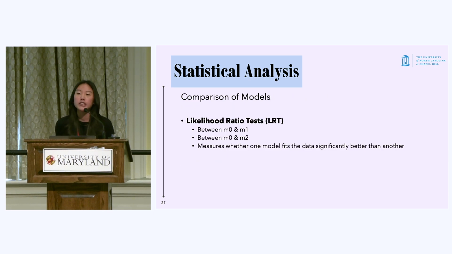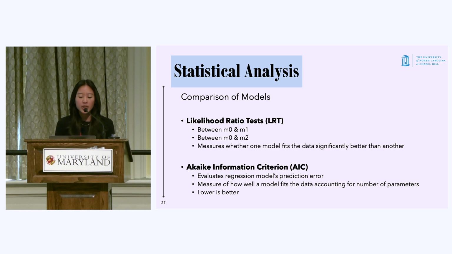I compared the baseline model to the critical models using likelihood ratio tests, which are a measure of whether one model fits the data significantly better than another. I also looked at the Akaike information criterion, which evaluates how well a model fits the data while also accounting for the number of parameters in the model, and in these data, a lower AIC value indicates a better fit.